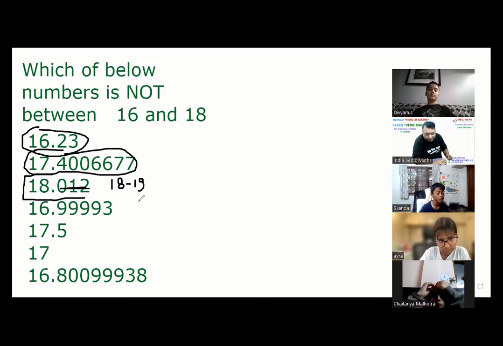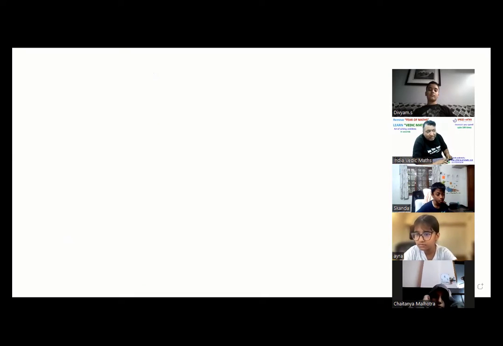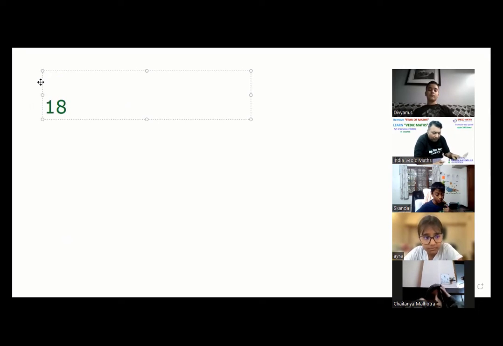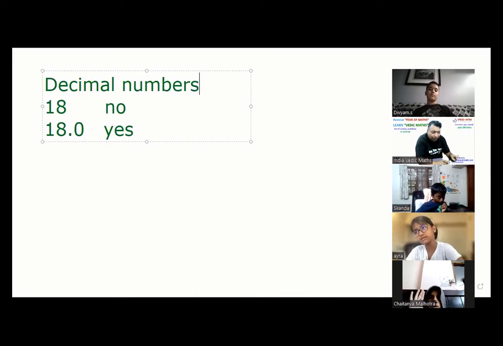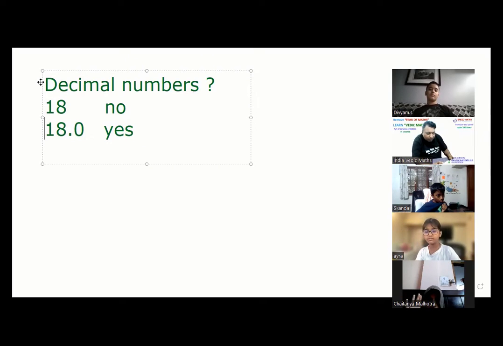Sir? Yes, please. So if the number is 18.0, it will still be known as a decimal, right? Very nice question. Is 18 a decimal number? No. Is 18.0 a decimal number? Yes. If you're not using a dot, then it's not a decimal. You right now wrote 18.012. So if it was 18.000, then it is not.